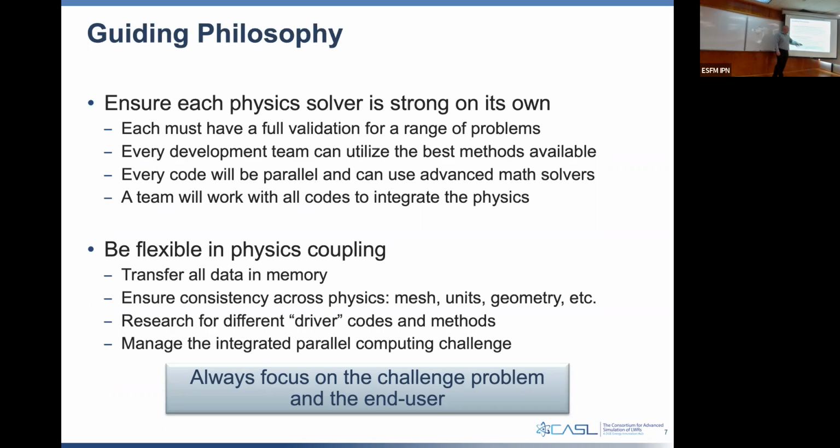And so what are those challenge problems? What does it need from our system? What are the users that are going to be modeling these challenge problems? How do they need to interact with things? Any questions?